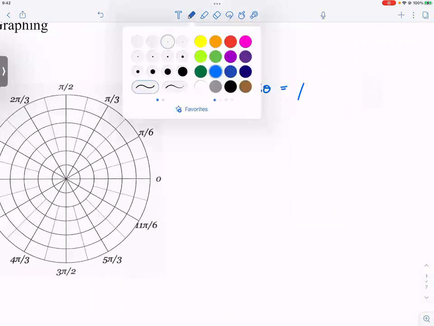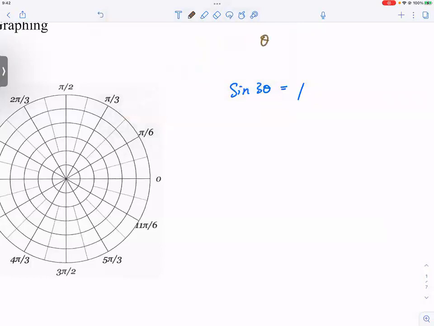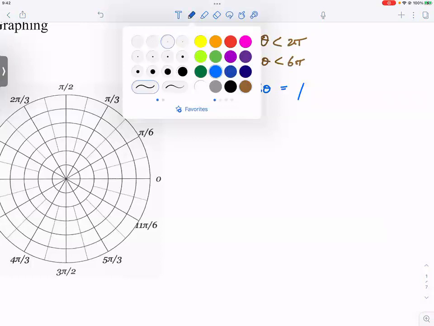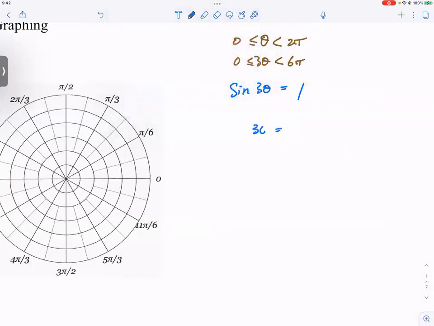Another thing you should acknowledge is that the domain for theta is between 0 and 2 pi. And now we have 3 theta. That means our domain would go from 0 to 6 pi, so a total of 3 revolutions altogether. So when you find your value for 3 theta, what you want is to find the values for each of the 3 revolutions.